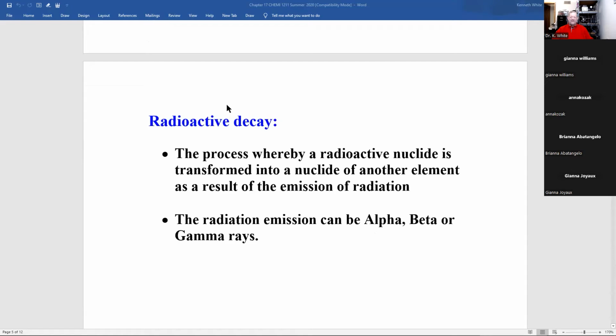Now, when you have an isotope, you have what's known as radioactive decay. This is a process in which a radioactive nuclide, which I guess is what they call the element, is transformed into a nuclide of another element as a result of emission of radiation. In other words, the isotope gives off energy to make something new, and when it does that, we call that radioactive decay. And the energy can be alpha, beta, or gamma rays.